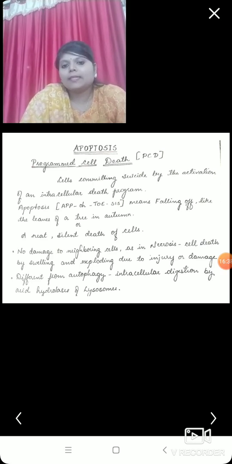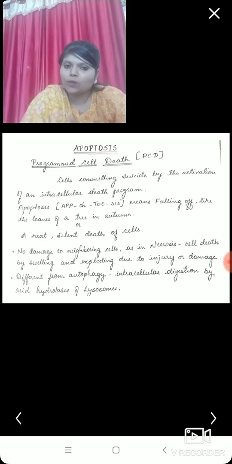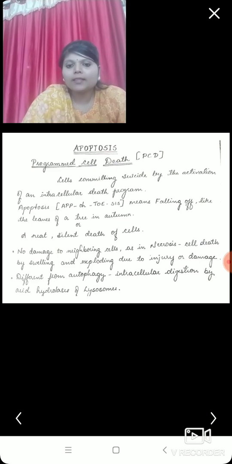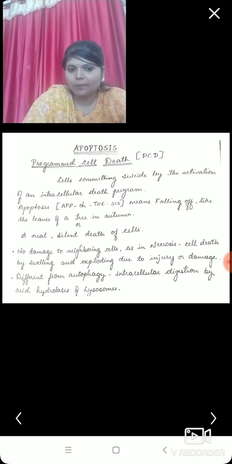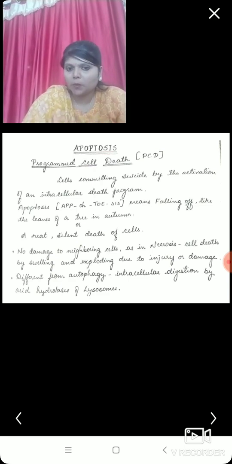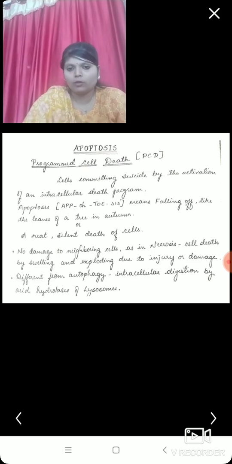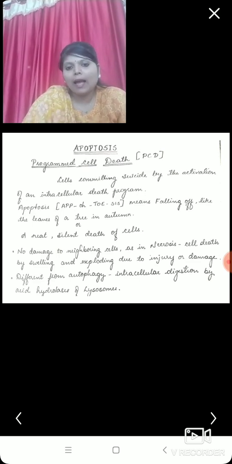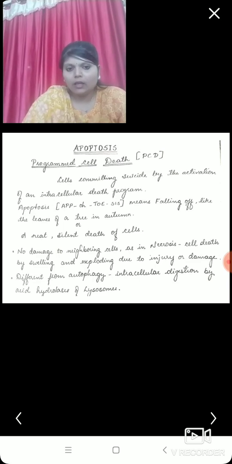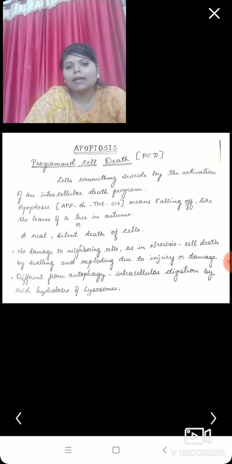In other words, we can say it is cell committing suicide. By the activation of the intracellular death programs, the cell is going to commit suicide. That is nothing but programmed cell death or apoptosis. What do you mean by apoptosis? Apoptosis means falling off, like leaves of the tree in an autumn season. A neat, silent death of the cells. Very silently there is a death of the cell which takes place in apoptosis.